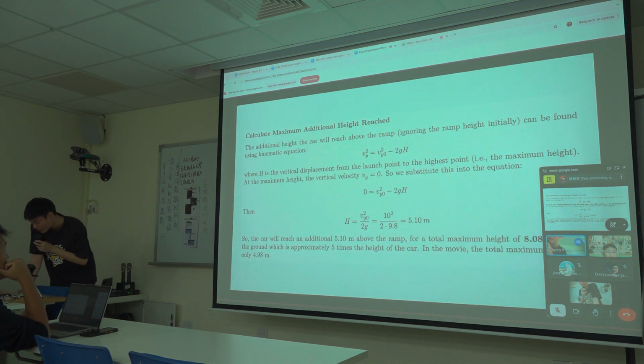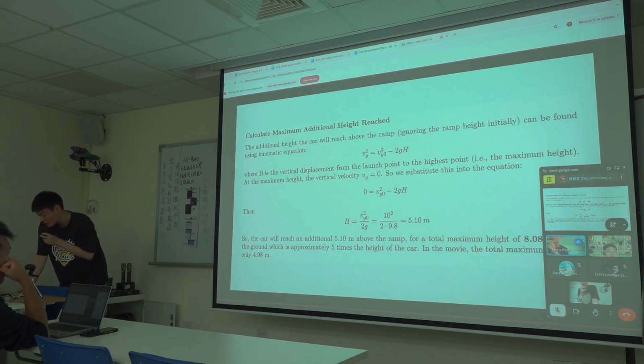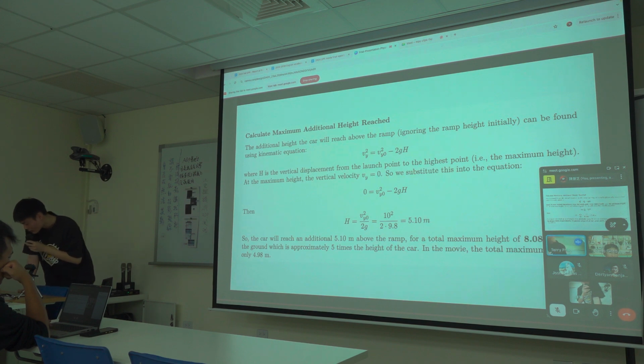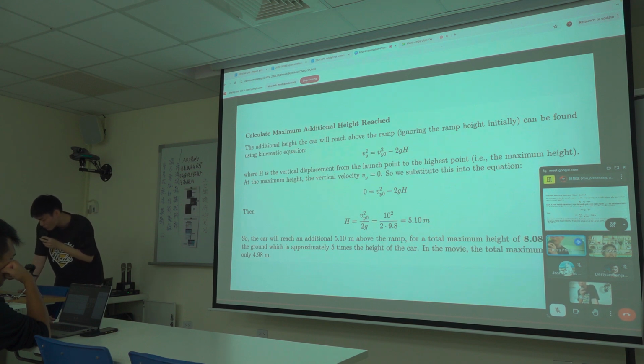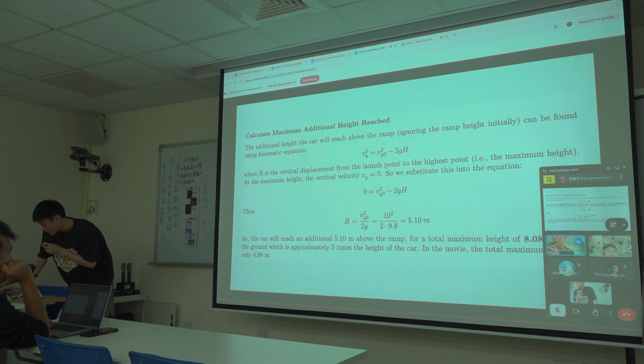First I calculate the maximum additional height reached. At the maximum height, the vertical velocity v sub y equals 0, and after rearranging the equation, we obtain that the maximum additional height equals v sub y naught squared over 2g, which is 1.10 meters. I use LaTeX, and I wrote this by myself. Adding 1.10 meters to the ramp height gives 8.08 meters, the total maximum height the car reached. In the movie, the total maximum height is only 4.98 meters. So this is the first mistake in the movie.